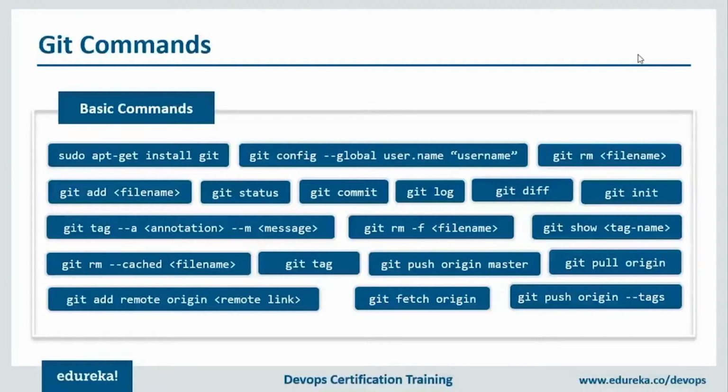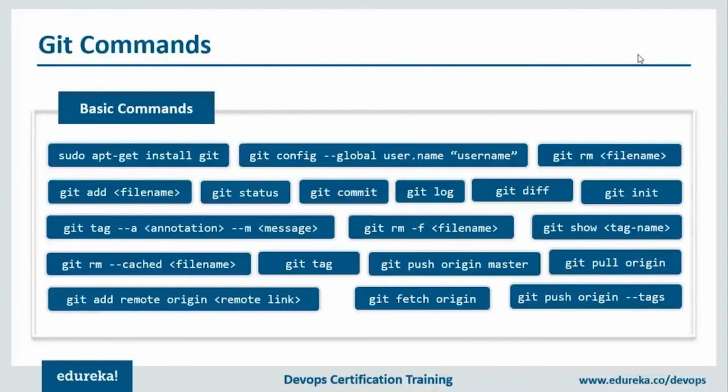The sudo apt-get install git command is basically used to install Git. Then you can configure your username and email for the GitHub account. Then git rm file name is to remove a file. Git add file name is to add a file. Git status is, as I mentioned before, to find out what changes are pending and whether any commits are left. Git commit is to commit with a message.